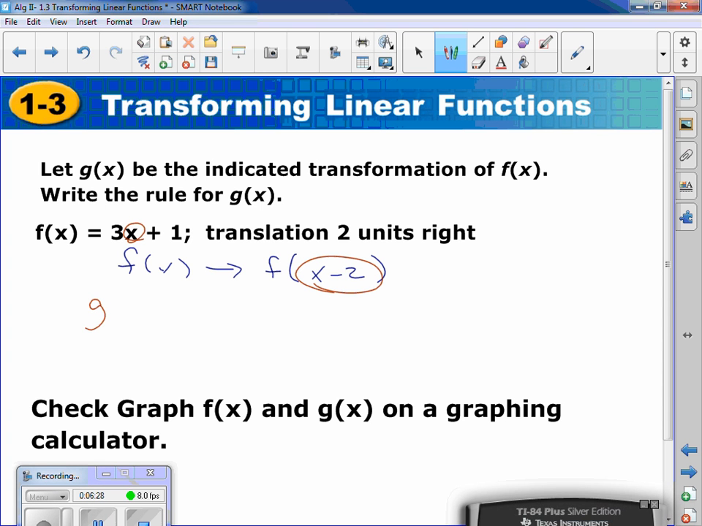G of x is going to be 3 times, instead of being x, you put x minus 2. The plus 1 is still there. When I came around and looked, a few of you had the parentheses around the 3x minus 2. You put the 3 with the x with the 2. It's 3 times whatever your x value is.